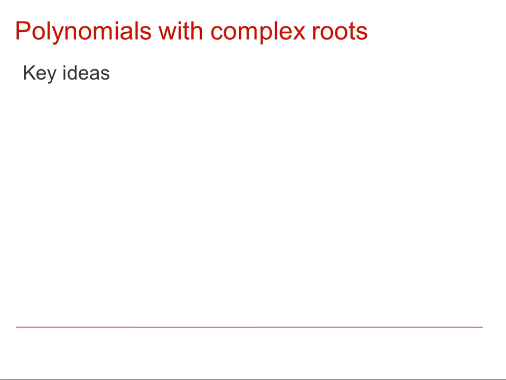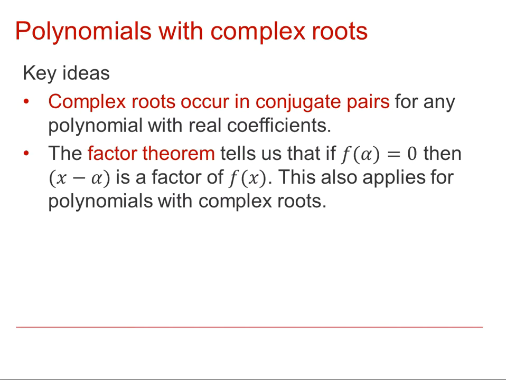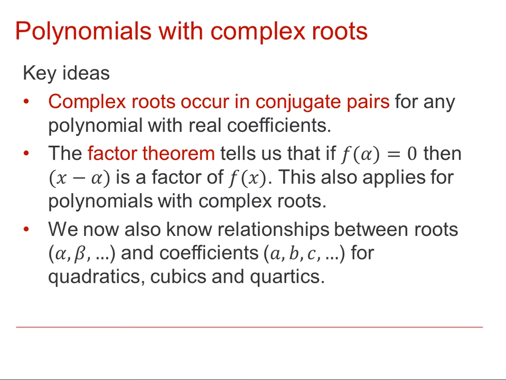So when it comes to working with polynomials that have complex roots, the key ideas that we will need to use are, firstly, that the complex roots occur in conjugate pairs, as long as the polynomial has real coefficients, and that will always be the case for the examples that we're looking at. We may need to use the factor theorem, so that if f of alpha is equal to 0, then x minus alpha is a factor of f of x. This is also true for the complex roots, so as I've already said, if alpha is a plus bi, then beta is a minus bi must also be a root. And finally, we've got the relationship between alpha, beta, gamma, etc. and the coefficients, so looking at the sums and products of the roots.